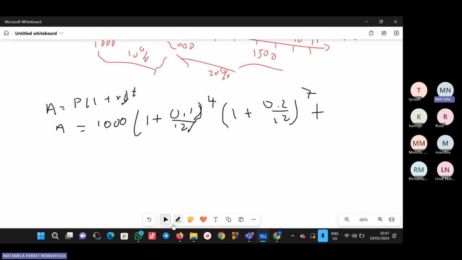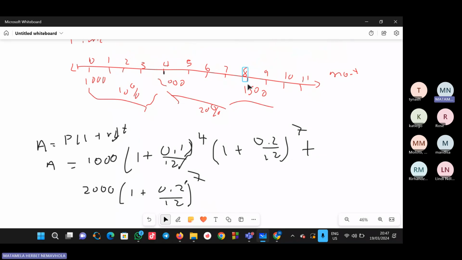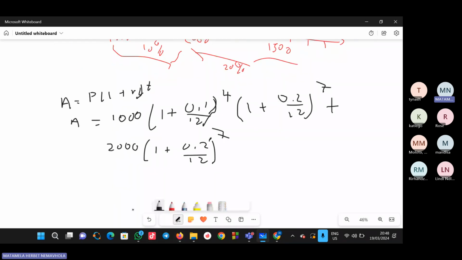Then you have 2,000 plus, we added 2,000. This 2,000 was saved from 4 up to the end, which means it's 7. We're going to say plus 0.2 over 12 to the power 7, that is fine. Then around month 8, you added again 1,500. It's 1, 2, 3. There were 3 months left when you added 1,500.